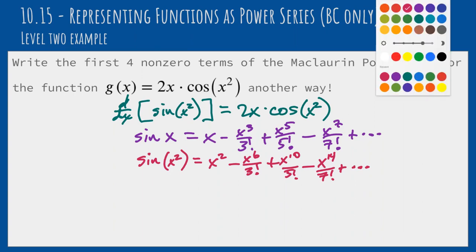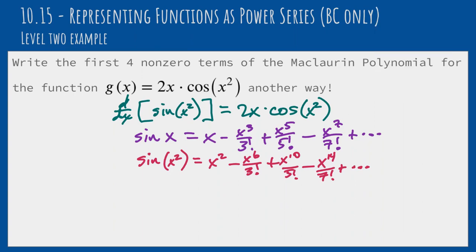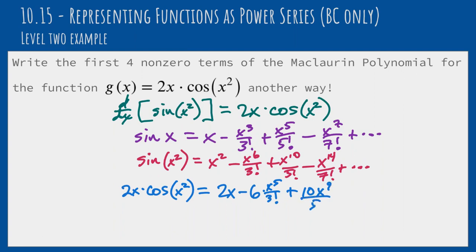And then, since we're looking for the derivative of sine of x squared, we can take the derivative of the Maclaurin polynomial for sine of x squared. So we take the derivative on both sides. On the left side, we get that. On the right side, we take the derivative term by term. So 2x minus 6 times x to the 5th over 3 factorial plus 10 x to the 9th over 5 factorial minus 14 x to the 13th over 7 factorial, and so on.